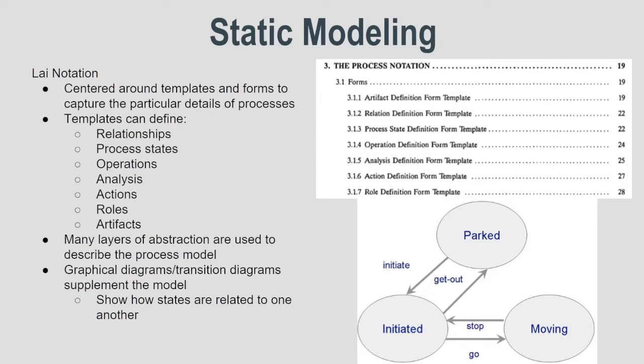Many layers of abstraction are used to describe the process model within line notation, and this is a way of saying that you can use these forms for any amount of detail within the process model that you require. Graphical diagrams or transition diagrams supplement the model, and this shows how states are related to one another.